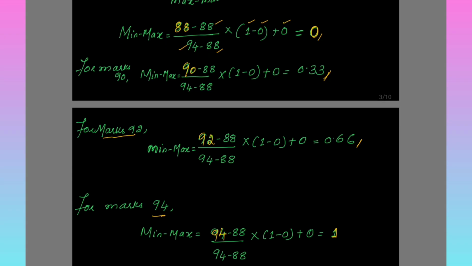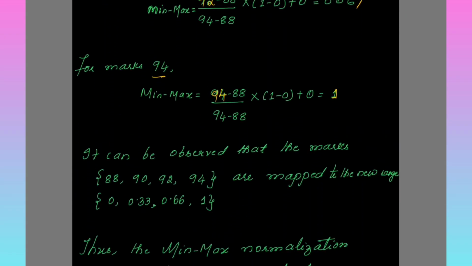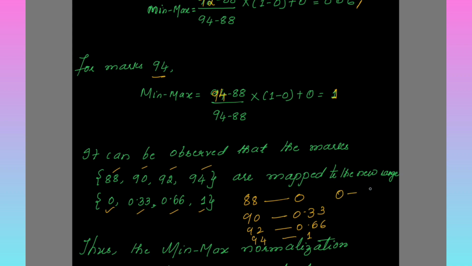So what is the final conclusion? It can be observed that the marks 88, 90, 92, 94 are mapped to the new range. The new range is 0, 0.33, 0.66 and 1. So 88 is mapped to 0, 90 is mapped to 0.33, 92 is mapped to 0.66 and 94 is mapped to 1. You can check that all the values are in the range of 0 to 1.